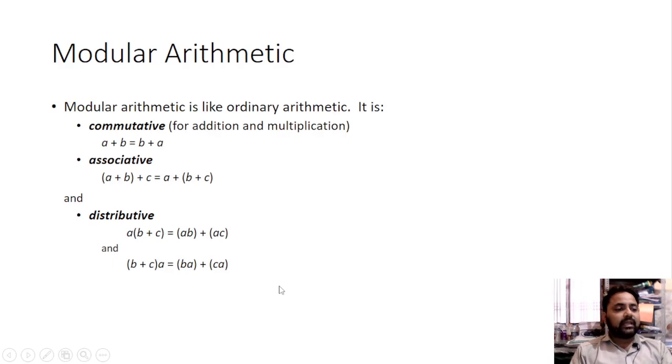Modular arithmetic is like ordinary arithmetic, which is commutative for addition and multiplication, like A plus B equals B plus A. The associative law says that (A plus B) plus C equals A plus (B plus C). And the distributive law says that A times (B plus C) equals AB plus AC, and (B plus C) times A equals BA plus CA. Here B and C are multiplied by A after opening the brackets.